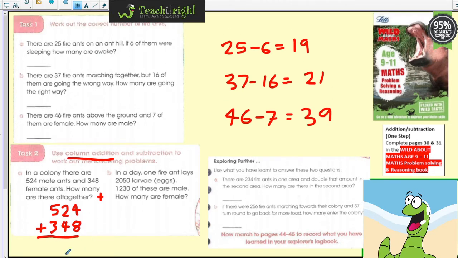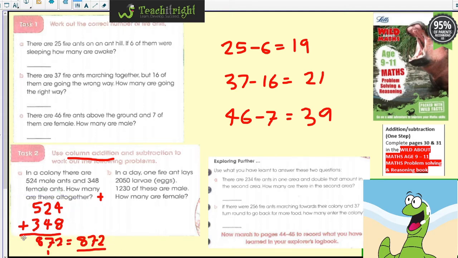So 4 plus 8 is 12, so 2 and carry the 1. Then 2 plus 4 is 6, plus the one we carried takes you to 7. And then 5 plus 3 is 8. So final answer for the first one, 872. If I'm being particularly precise, technically that's your working out and you should write your answer out again. That's just a mathematical habit.